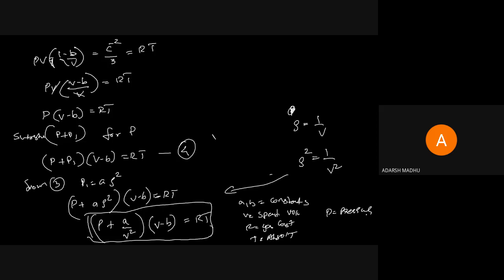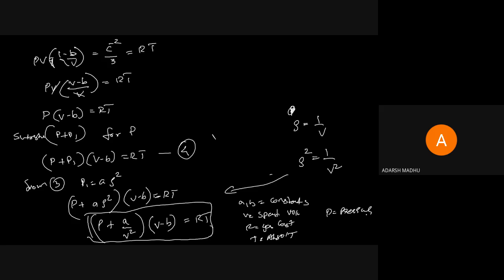The values for A and B are there in your textbook, for hydrogen, oxygen, carbon dioxide, etc. The values are given in your textbook. I will also give you a PDF. These are the van der Waals constants for the van der Waals equation, for hydrogen, oxygen, air, carbon dioxide and water.